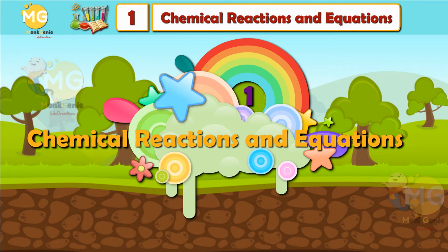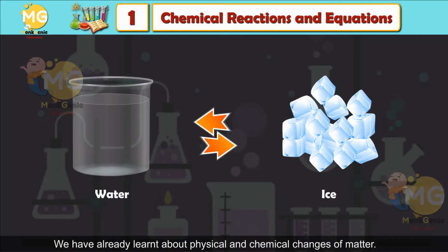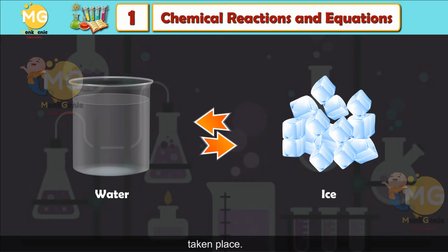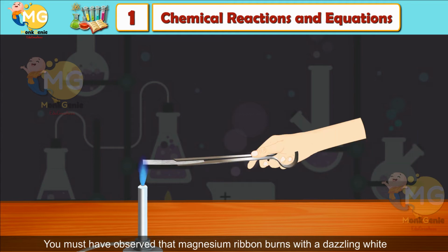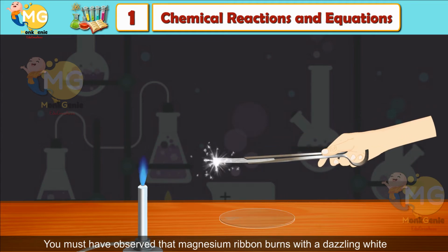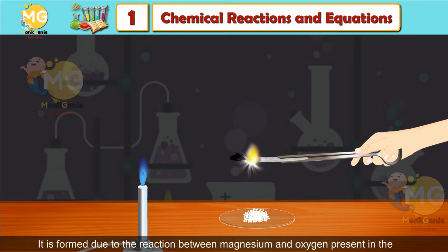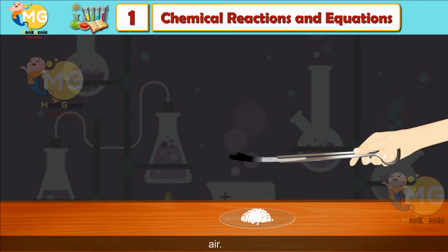Lesson 1. Chemical reactions and equations. We have already learnt about physical and chemical changes of matter. Whenever a chemical change occurs, we can say that a chemical reaction has taken place. You must have observed that magnesium ribbon burns with a dazzling white flame and changes into a white powder. This powder is magnesium oxide. It is formed due to the reaction between magnesium and oxygen present in the air.